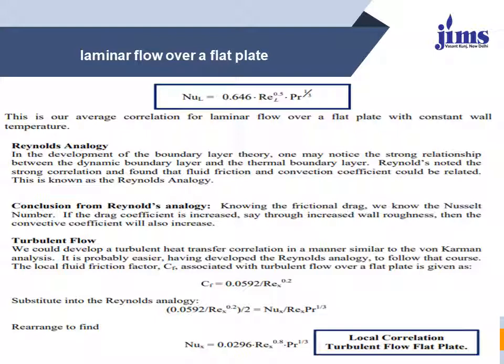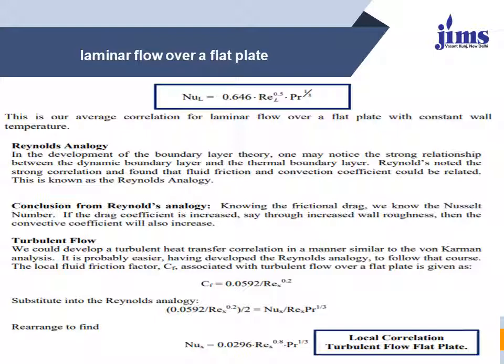The next is turbulent flow. In the case of turbulent flow, the friction factor plays a very important role. The friction factor Cf is equal to 0.0592 multiplied by Reynolds number to the power 1/2. Substituting this into the Reynolds analogy, we get 0.0592 multiplied by Reynolds number to the power 1/2 equal to the Nusselt number divided by Rex multiplied by Prandtl number to the power 1/3.